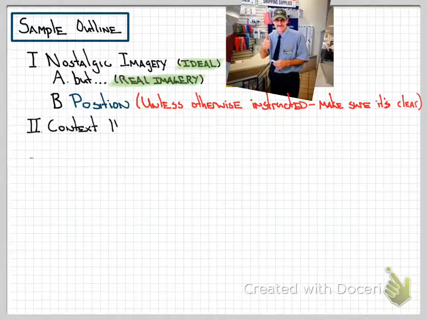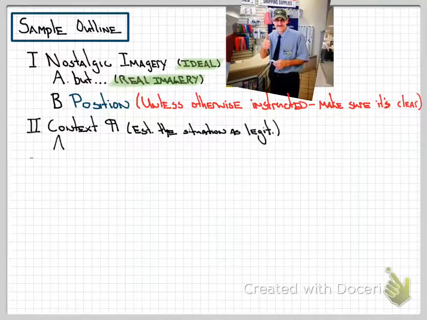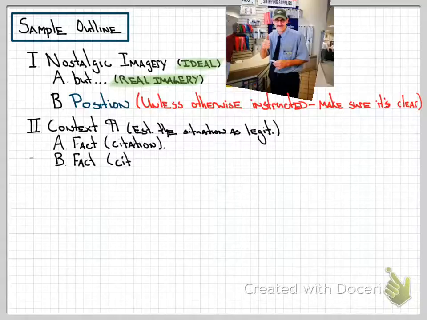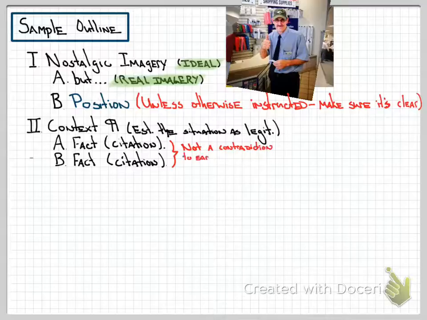If you want to use the context paragraph strategy I mentioned earlier, you can come in with a paragraph that establishes the facts of the situation. This will give you a chance to lay out all of the evidence that won't help your argument, but does legitimize a reason to argue in the first place.